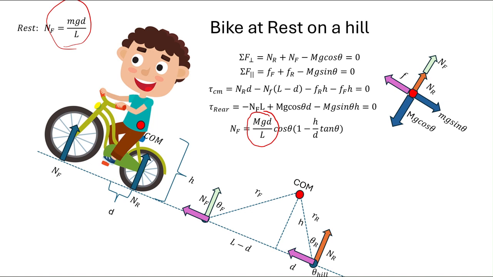One very interesting case to consider: let theta equal 0. If theta is 0, cosine of theta is 1, and tan theta would be 0, which means we just recover what we recover on flat ground. So this is a good sanity check for us.